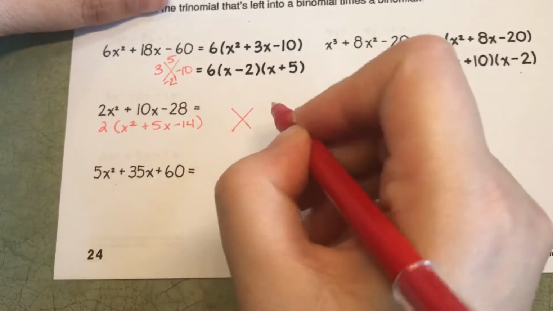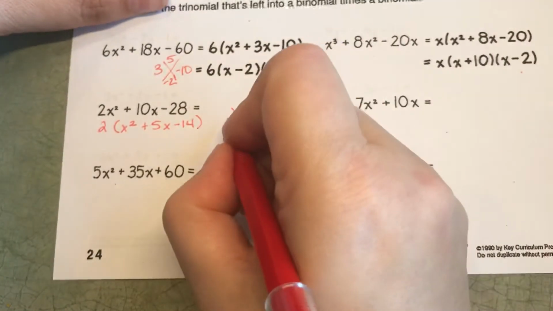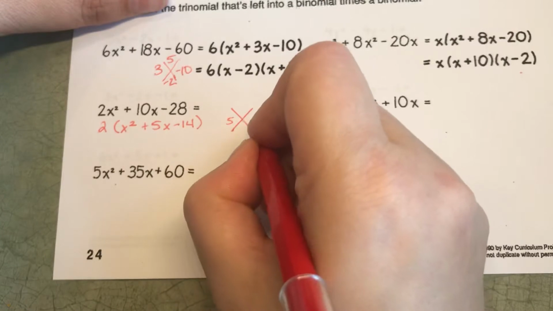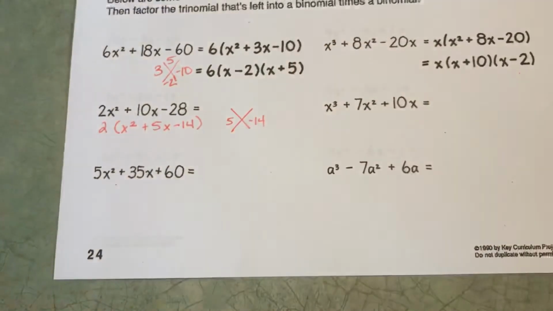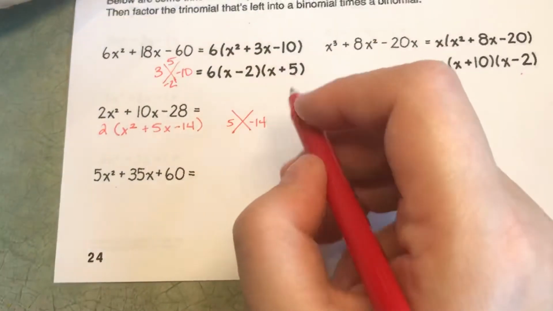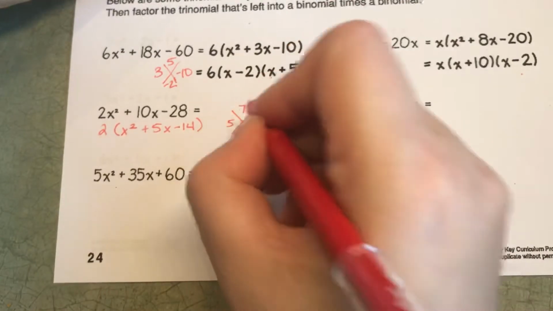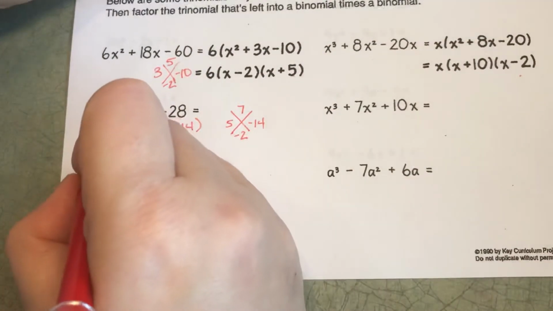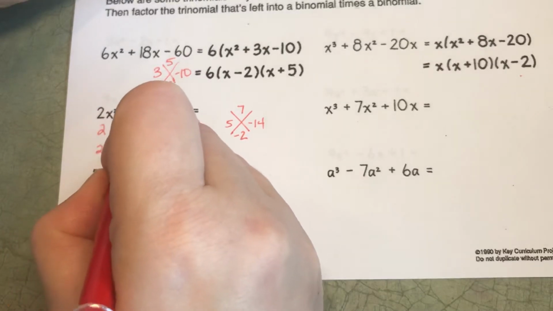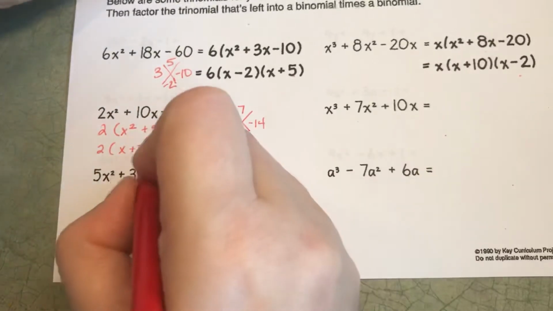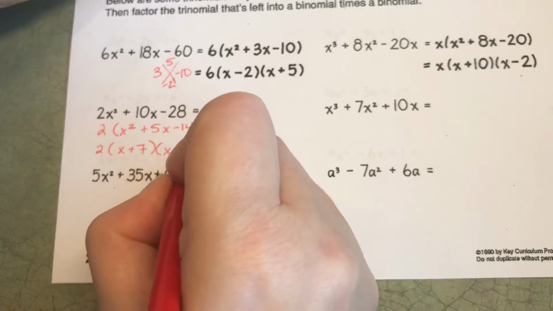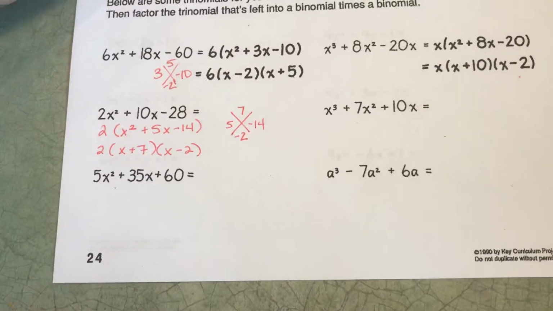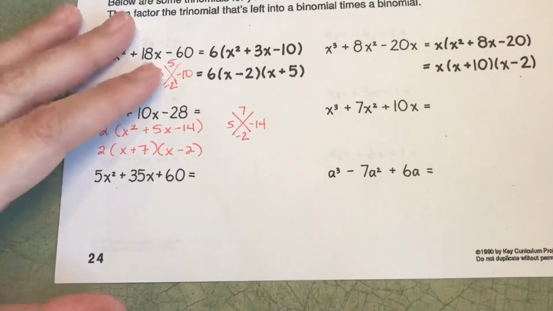So I'm going to make my diamond problem. And I have 5 and negative 14. So this would be positive 7 and negative 2. 2 times x plus 7 and x minus 2. All right.